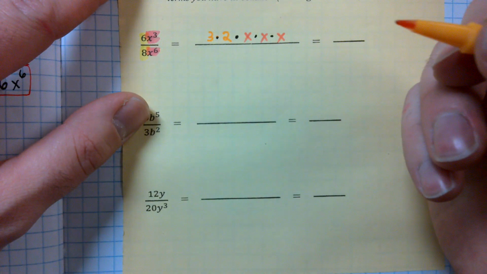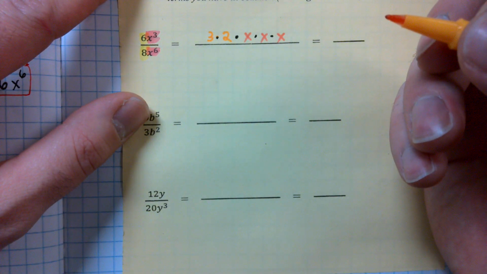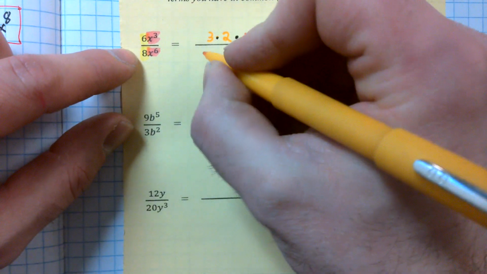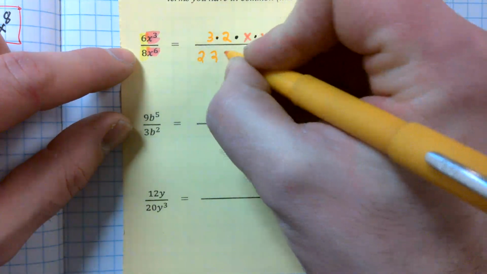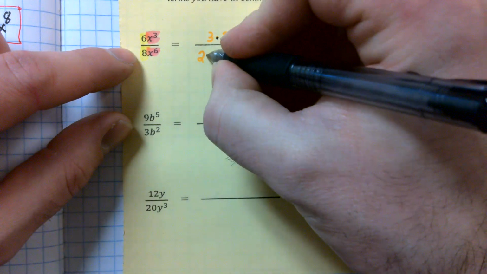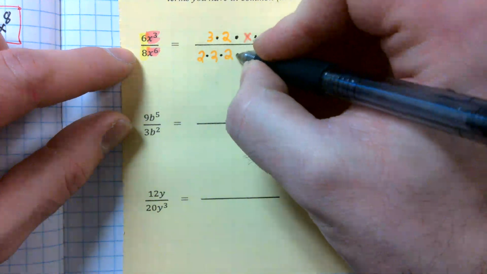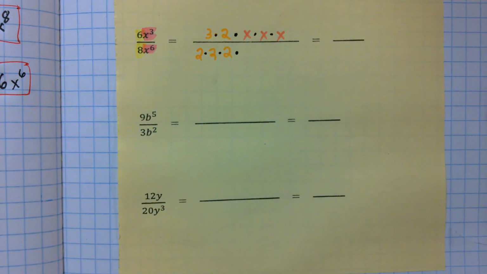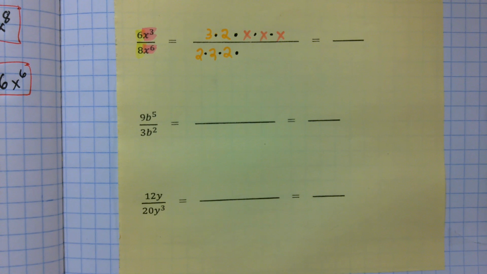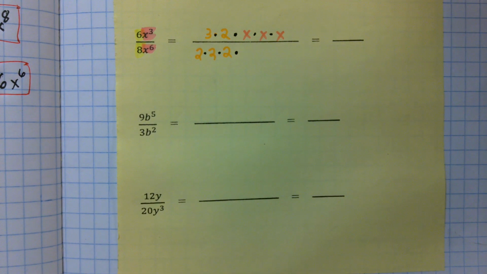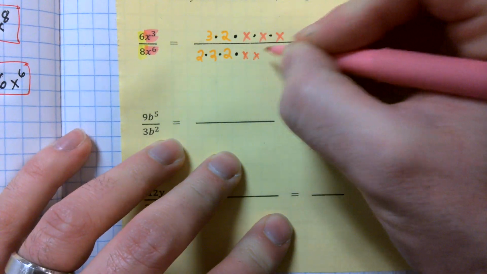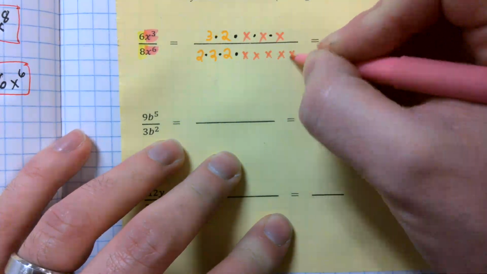Can I split up 4? Yeah, 2 times 2, right? So 8 is 2 times 2 times 2. We want to split it up as much as we can. You'll see why in a second. How can I split up x to the 6th power? What would that look like? 6 x's, all multiplied by each other. 1, 2, 3, 4, 5, 6.